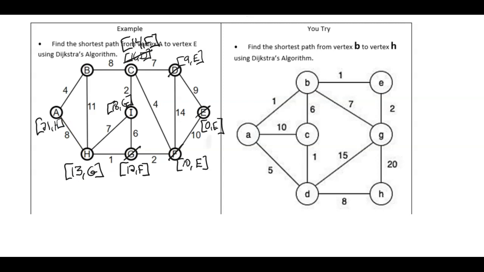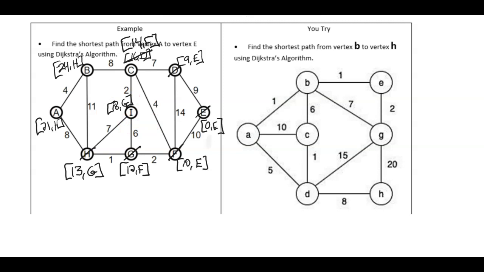Going up to B, we would have 13 plus 11 is 24 through the active vertex H. And then 13 plus 7 is 20. So this would be a 20 through the active H. But if we look at what we already have, 18, which is better. So we don't use that. We stick with what's already there.